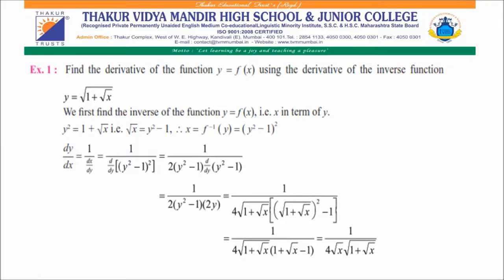Now replacing y with the original function, that is under root of 1 plus root x. So we have 4 under root of 1 plus root x into 1 plus root x whole square minus 1. Okay.